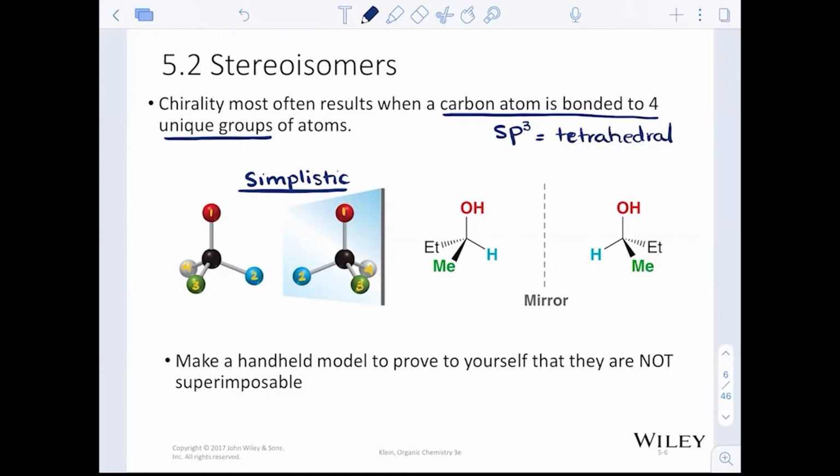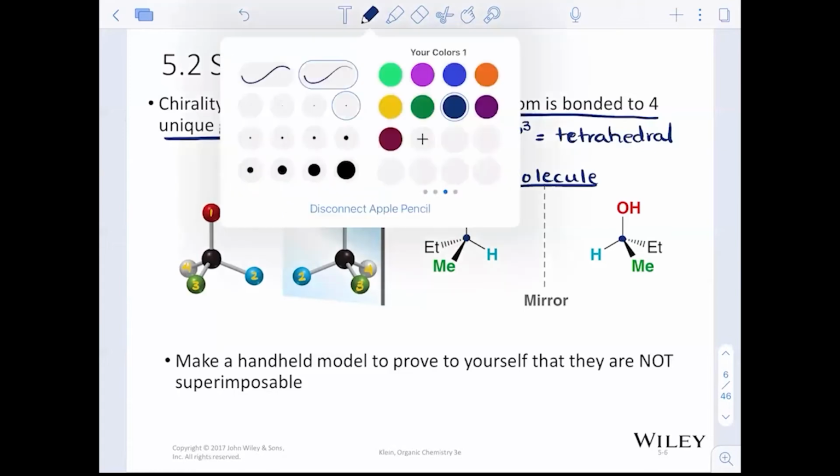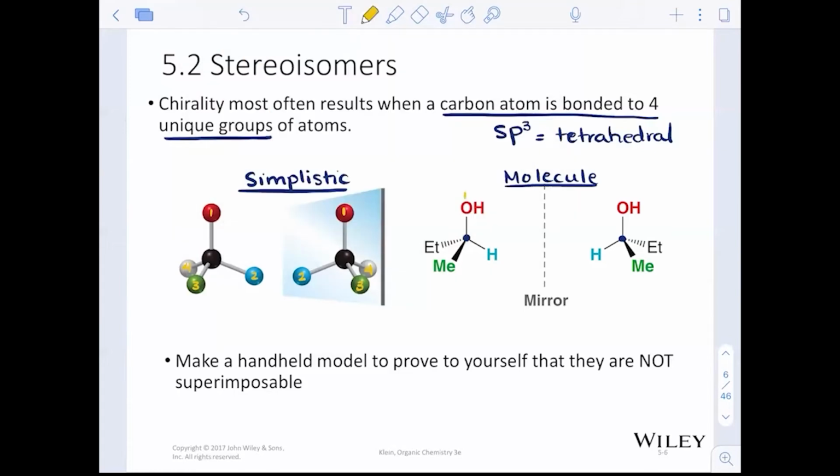Let's look at the actual molecule here on the right-hand side. Notice the carbon in the middle. I'm just going to put a blue dot. And I'm going to label just the same as I did before: 1, 2, 3, 4. I'm not labeling to name. I'm not labeling to prioritize. I'm just numbering that these are 4 different groups. We have an OH, we have an H, we have a methyl, and we have an ethyl. Those are all 4 different groups.